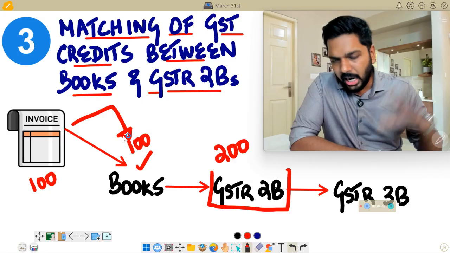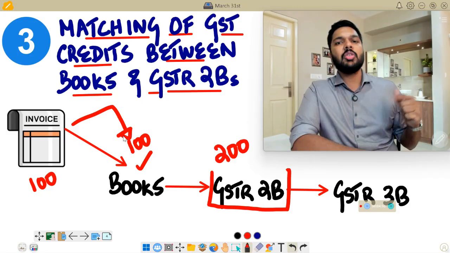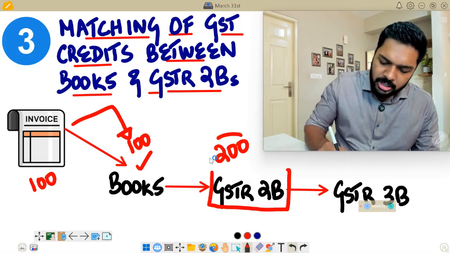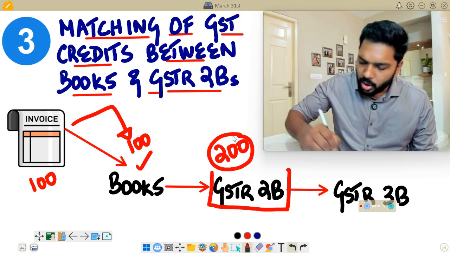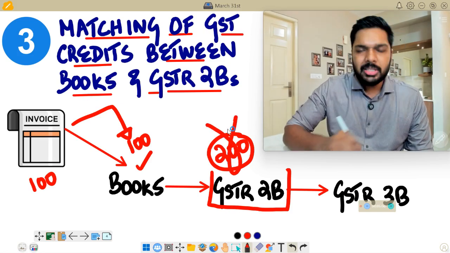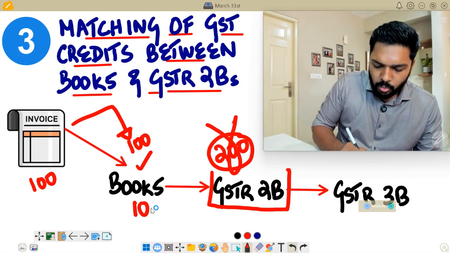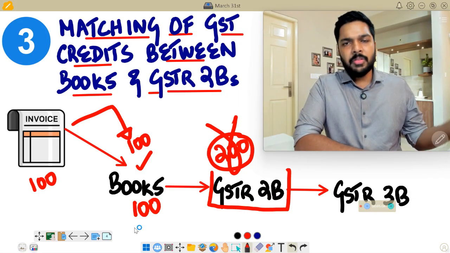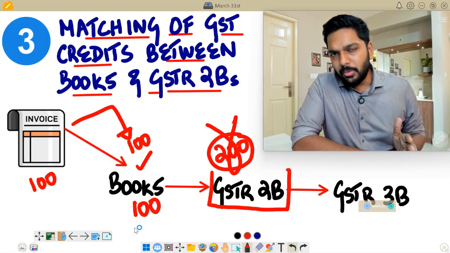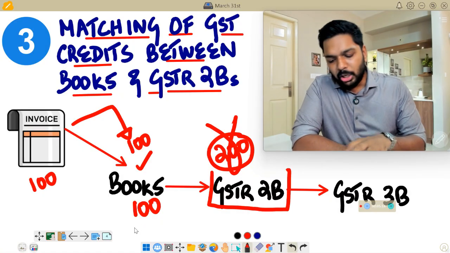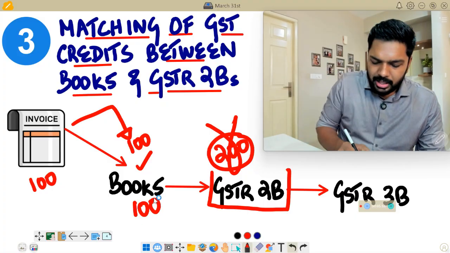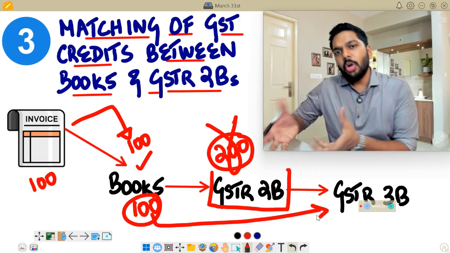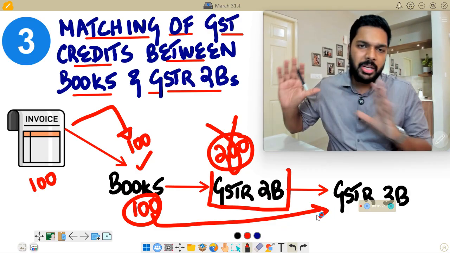So if only 100 is appearing in your books of accounts, which basically means it relates to a particular invoice or the actual delivery of goods or receipt of services, but 200 is appearing in your GSTR 2B, then you will not go ahead and avail the full 200 in your GSTR 3B. You will only avail what is appearing in your books because that is what you accounted. If you have not accounted for an extra 100, that's a different case. But if you only got an invoice for rupees 100 GST credit I'm talking about, and 200 of the credit is appearing in your GSTR 2B, then only 100 is what you carry forward to be used in GSTR 3B for the set off against your sales GST and final GST to be paid.